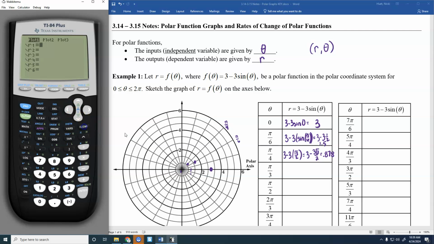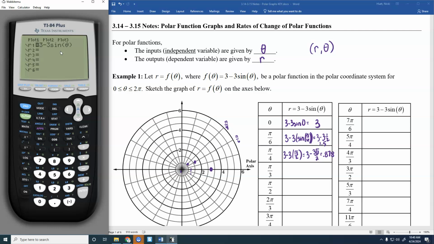So we're going to just type in our equation: 3 minus 3 sine theta. And if yours is like mine and you have plot 1 turned on, it is not going to graph correctly with that plot on. So if you go up there and hit enter, it is the X button, but when you're in polar coordinate form, it will type a theta instead. So again, check to make sure none of your plots are on up here, because if we try to graph with it, it won't work.